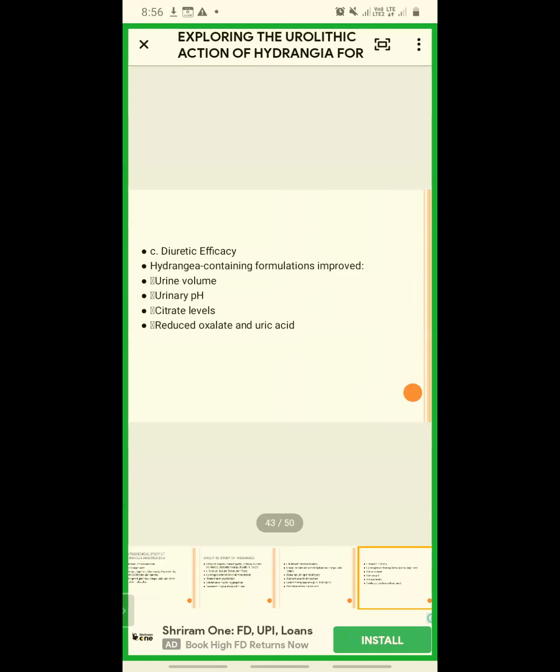Next is the diuretic efficiency. Diuretic means increase the urine flow. The hydrangea formulations, and the main combination of hydrangea, help to improve the urine volume, urine pH, and creatinine level, and also reduce the oxalate and the uric acid.